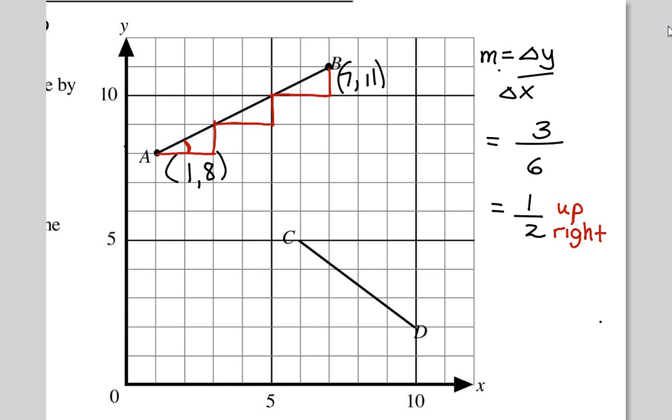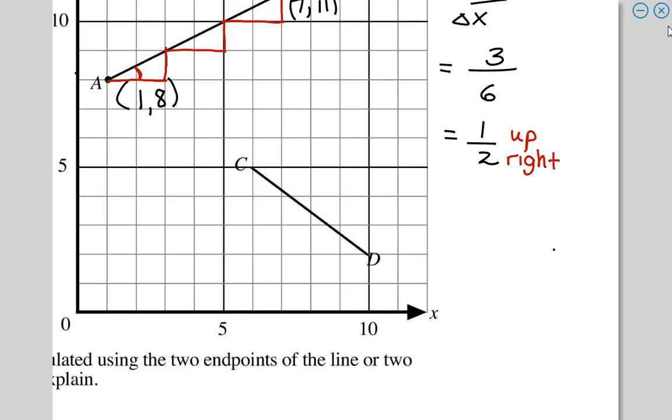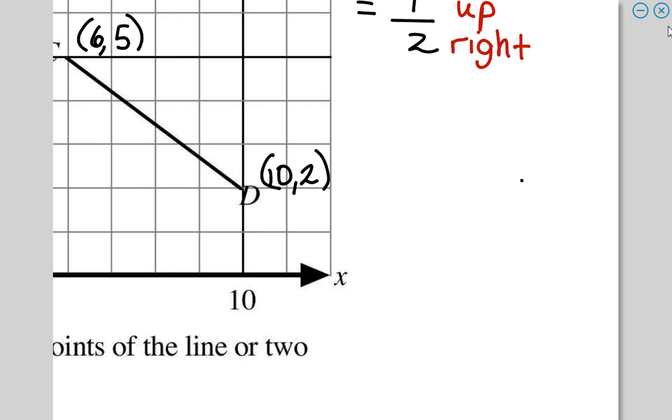This time, let's just actually use the formula without any thinking. Let's see if we can do that. So what's this point at C? 6, 5. You guys okay with that? What's this next one? 10, 2. You guys okay with that? Okay, let's do this formula. M is y2 minus y1 over x2 minus x1.